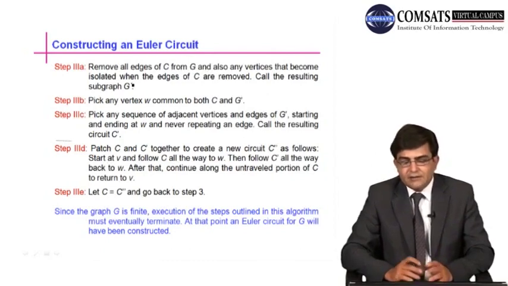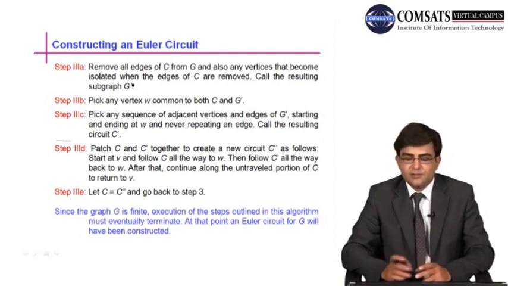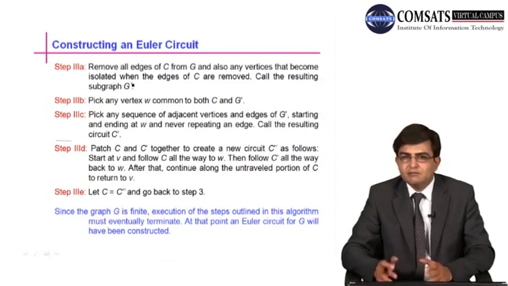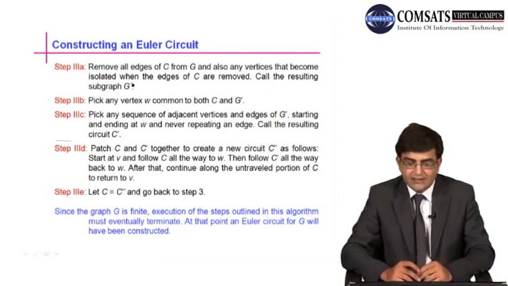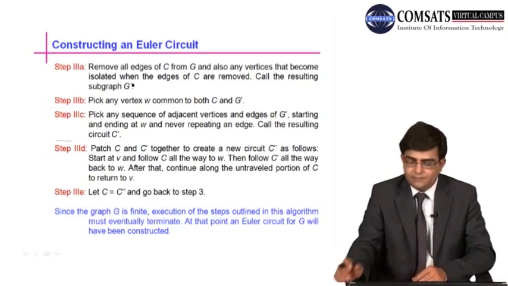If all the vertices and edges are not utilized in that circuit, we continue this process. We know that the graph G is finite, that is, the number of vertices and edges in G are finite. Then this process must terminate after some steps, and the circuit we obtain at the end is the Euler circuit which we have constructed in that graph G.